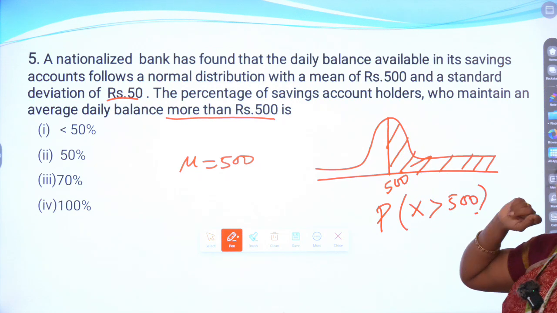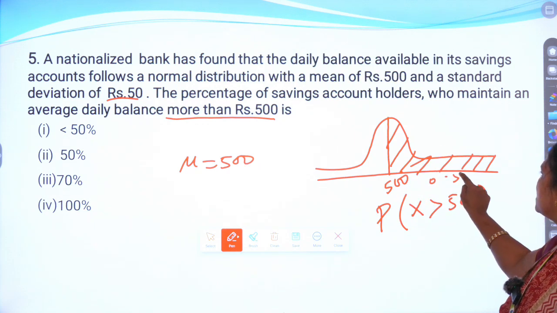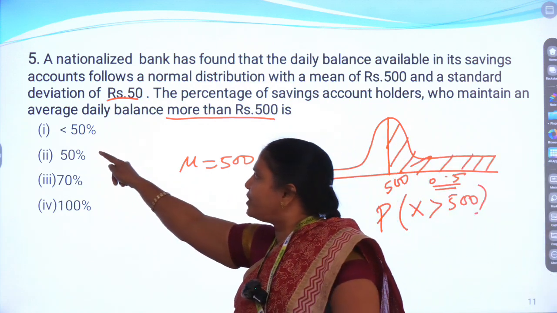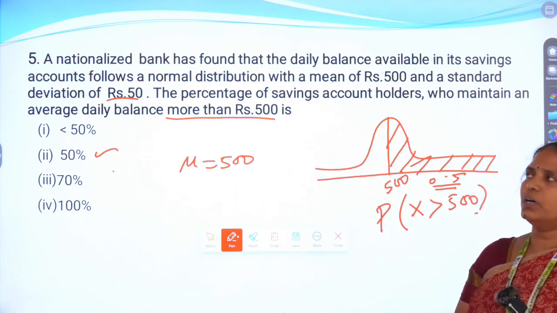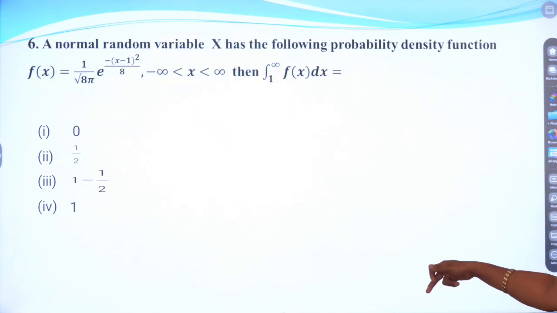Already we know the probability of the right hand side is 0.5. So 0.5, in percentage, we can write it as 50%. So option 2 is the right answer. Next we are going to see the next problem.